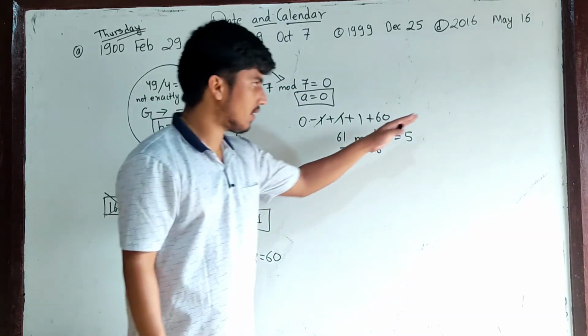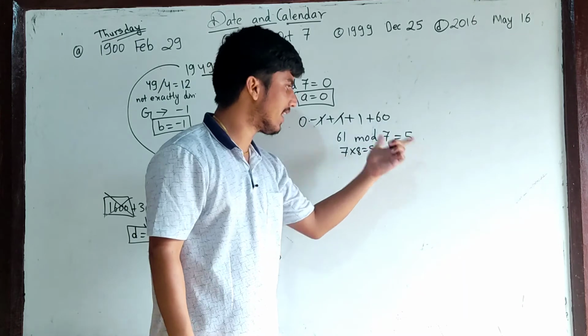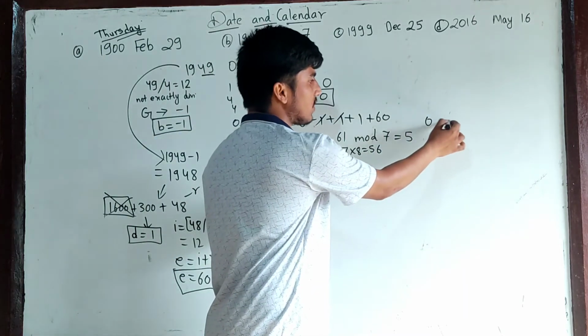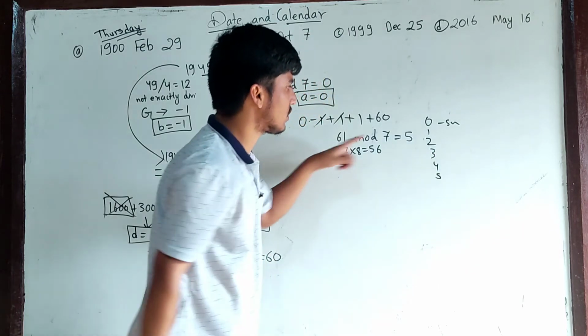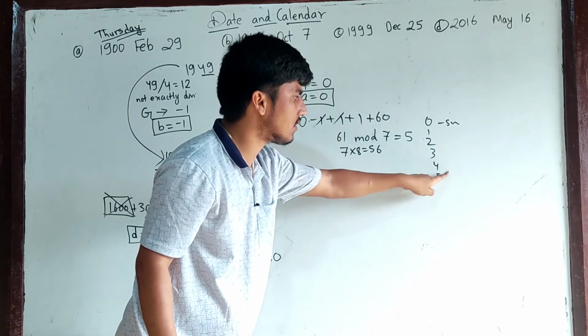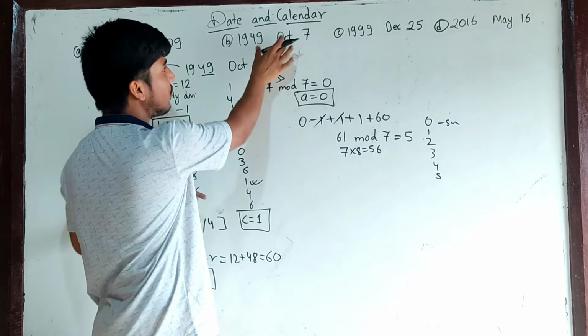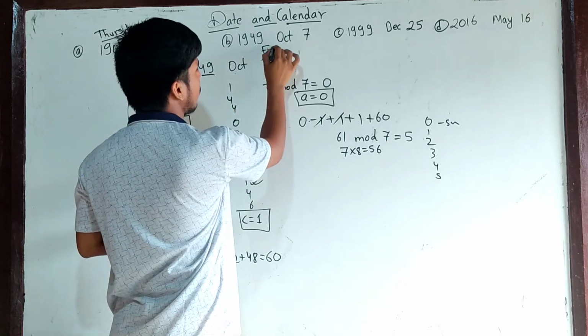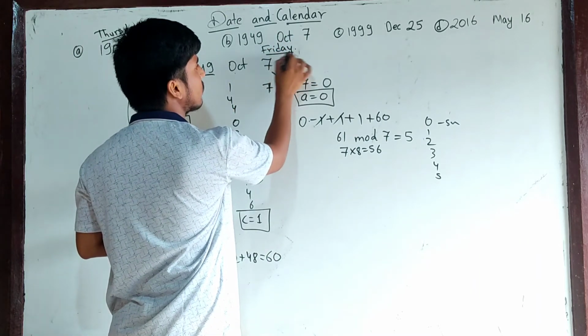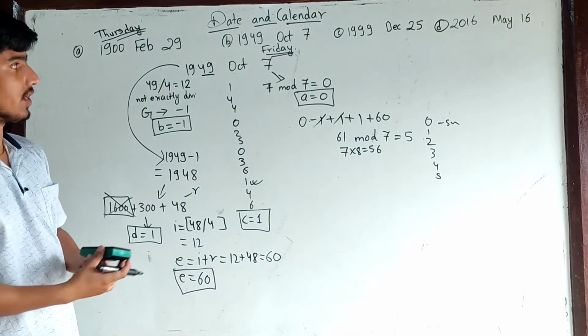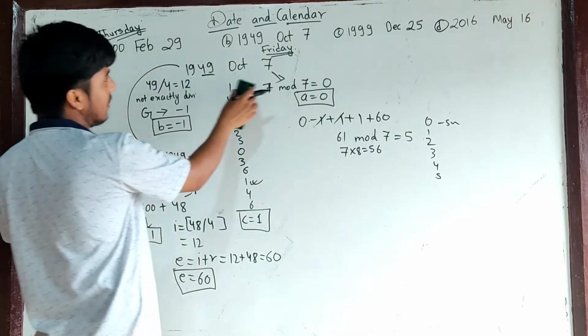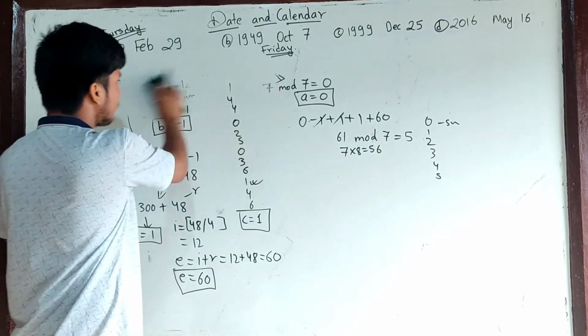So this number will give us the day of the week, right? 0 for Sunday, 1 Monday, 2, 3, 4, 5 will give us Sunday, Monday, Tuesday, Wednesday, Thursday, Friday. So this 1949 October 7 must be Friday. Alright, now let's move on to the next question. That's 1999 December 25.